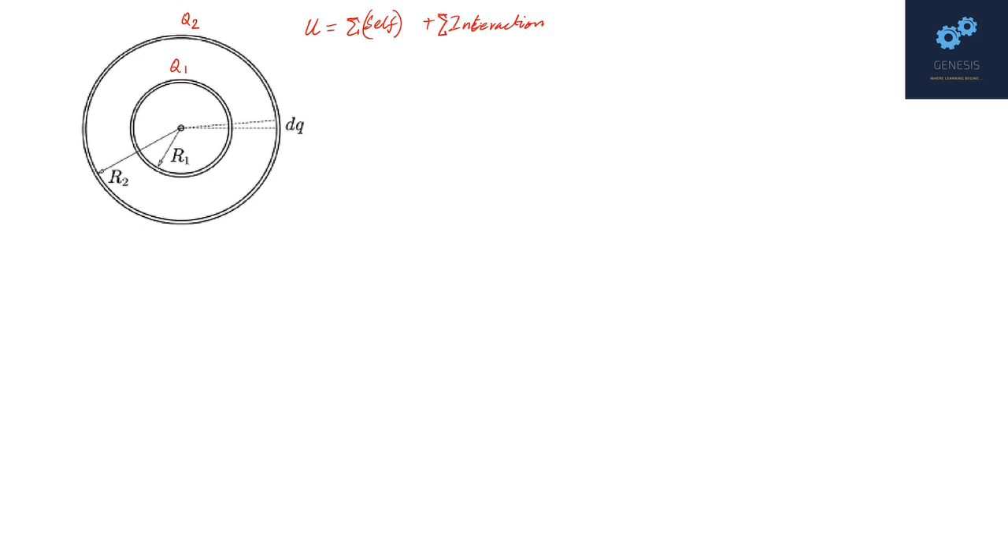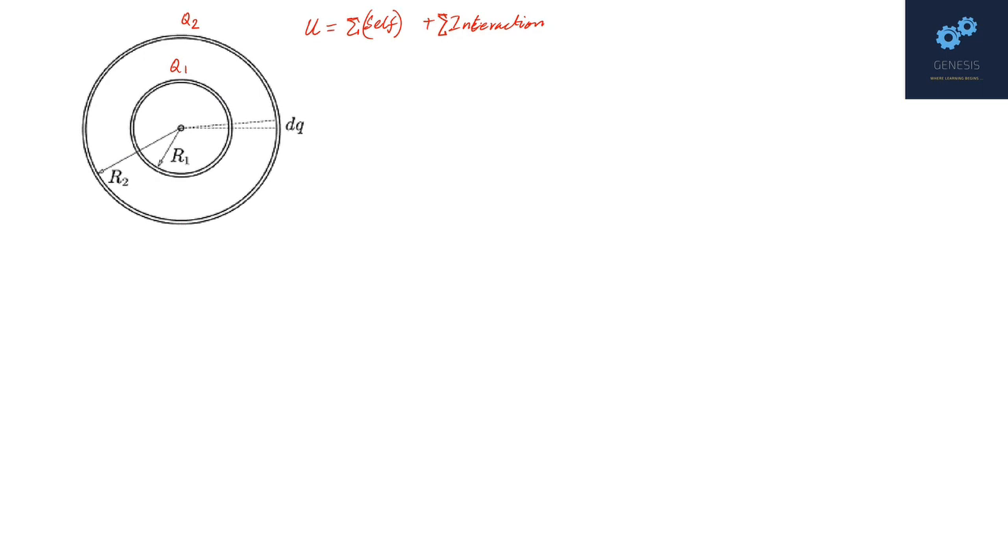For any system, the net energy of the system will be the sum of the self energies and the sum of all the interaction energies. Here we'll have two terms of self energy corresponding to each shell and one term of interaction energy. Now, for the self energy, you know the result kq square by 2r, so I'm not going in depth into that. Here we focus mainly on how to find this interaction energy.